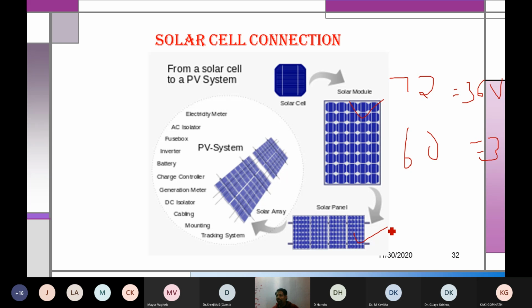Okay. And now if I want to increase the current level, again I'll be connecting them in parallel. That is called an array. So the solar cell is the basic one. Series connection is a module. Series connection of modules is a panel, and parallel connection of panels is called an array. This is how the entire structure is. Okay.